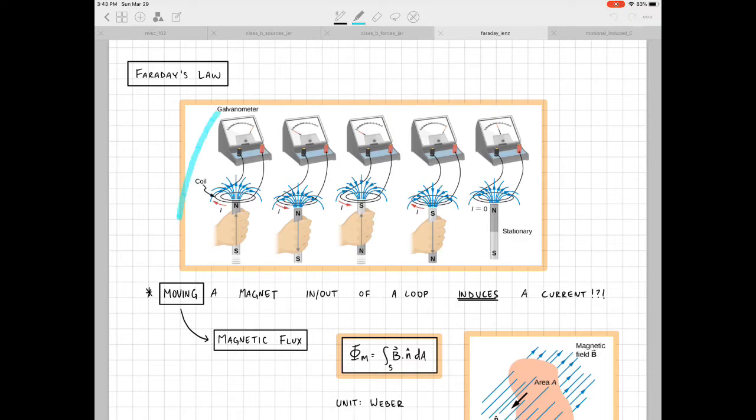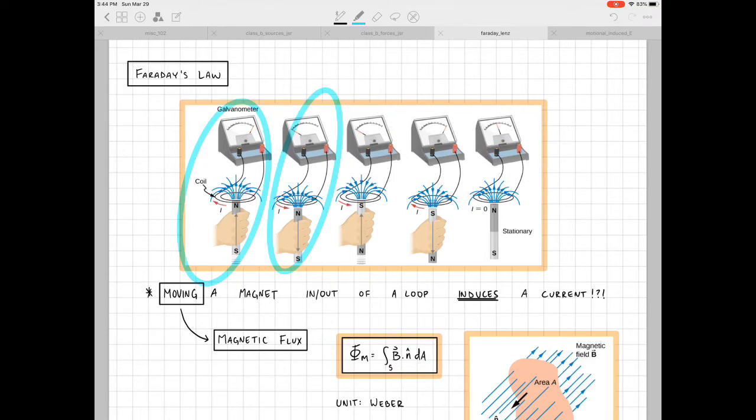This first picture over here, we've got a galvanometer hooked up to just a loop of wire, and we've got a bar magnet being sort of pushed into the loop. And as this is happening, the galvanometer deflects, indicating that there's current flowing in the wire. And if in the next picture you pull that same magnet back out, the galvanometer deflects in the other direction.